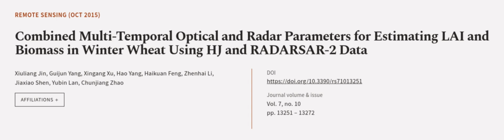This article was authored by Xiuliang Jin, Guijun Yang, Xingang Su, and others.